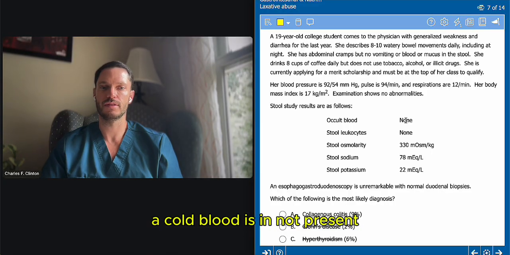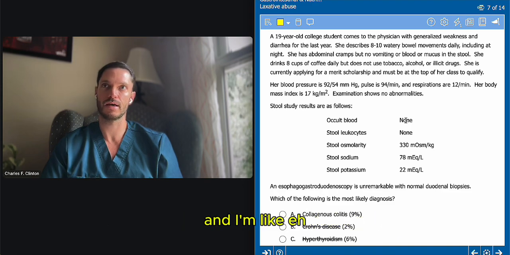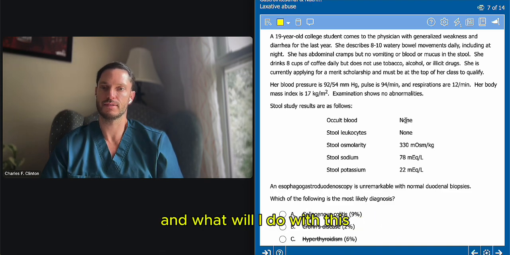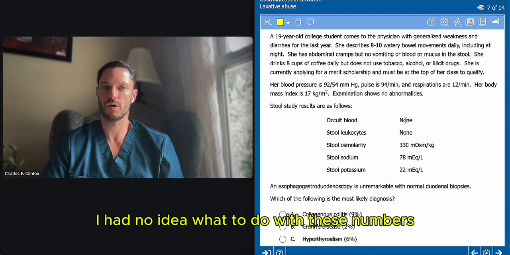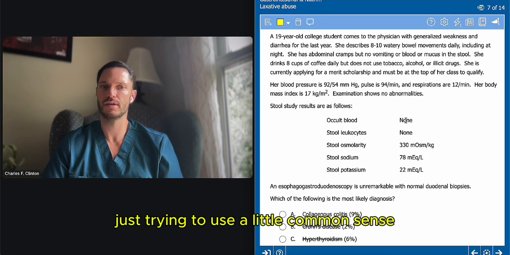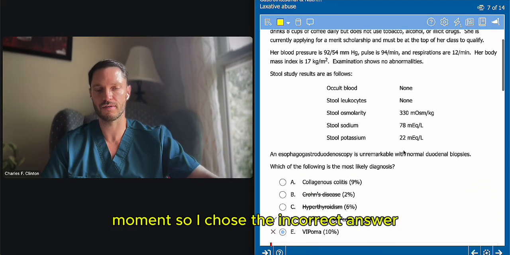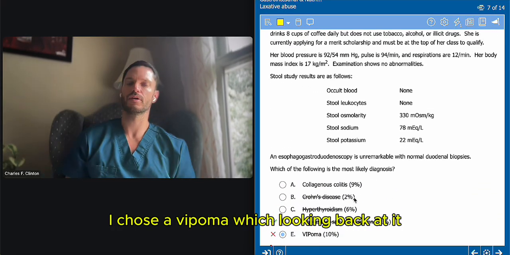Occult blood is not present. Stool leukocytes are not present. And they gave me the stool osmolarity, stool sodium, and stool potassium. And I'm like, okay, perfect. And what will I do with this? During the test, I had no idea how to interpret these numbers. So I had to rely on a little common sense, and my common sense wasn't that good on that occasion. So I chose the incorrect answer. I chose a VIPoma, which, looking back at it, doesn't make any sense.